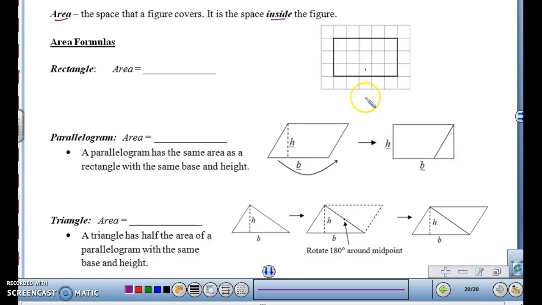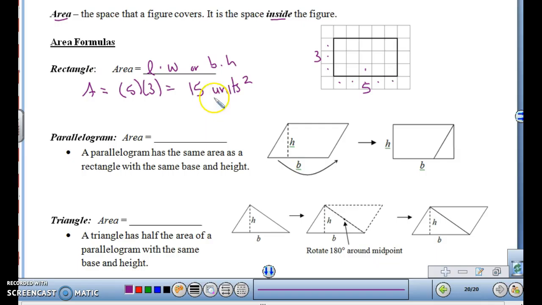Now, we can't always count every single square. So what we have to do is multiply the length times the width, because area is length times width, or sometimes it's called base times height. So we count 1, 2, 3, 4, 5 is the base, 1, 2, 3 is the height. Area is equal to 5 times 3, and it is 15 square units, because there are 15 squares that would fit inside this figure.